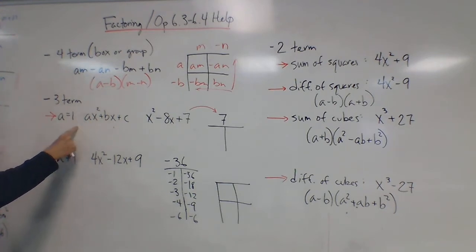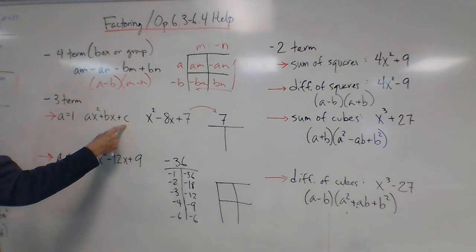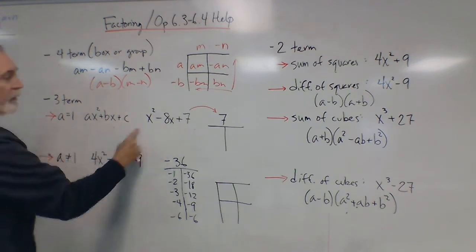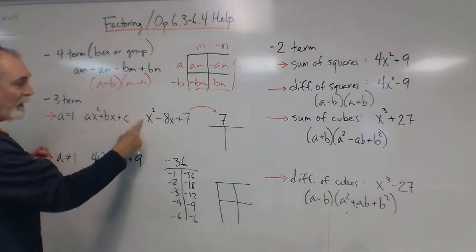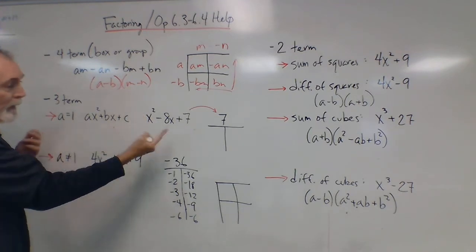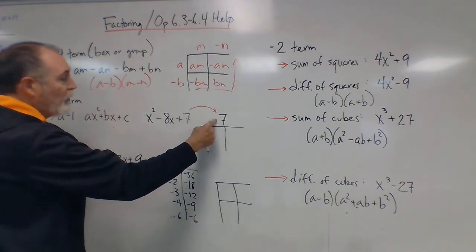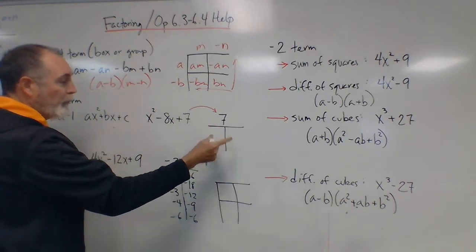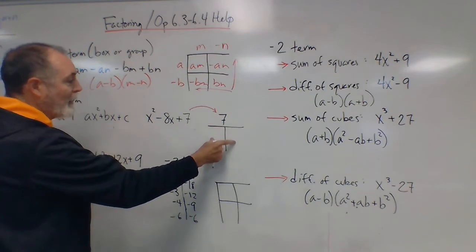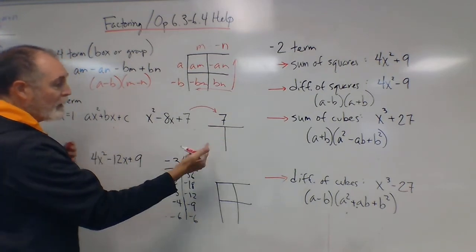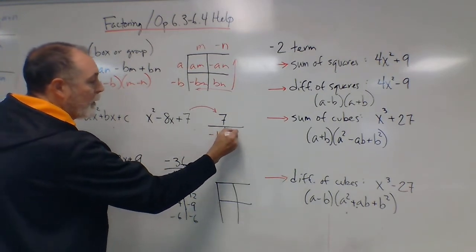If it's 1, then all I need to be concerned about is the constant value. So here's an example, x squared minus 8x plus 7. Notice that I don't have anything but a 1 here. I don't even show it because it's understood. So I'm going to take 7, and I'm looking for factor pairs. If I multiply them together, I get 7. If I add them together, I get negative 8. In this case, it's got to be negative 1 and negative 7.